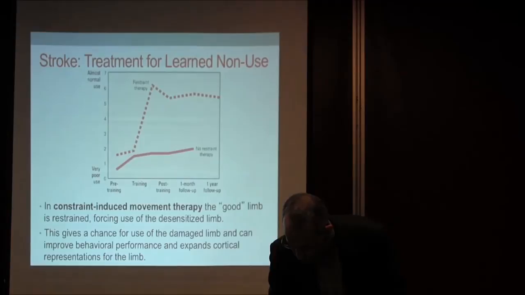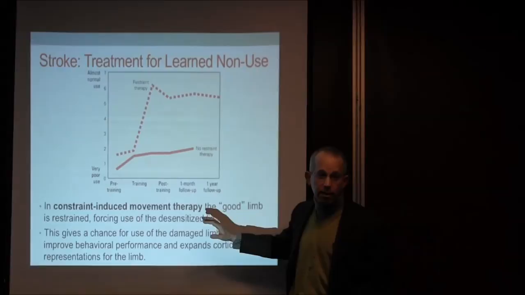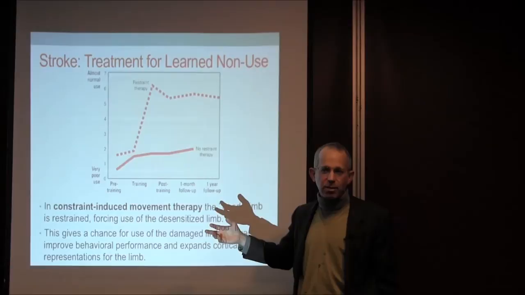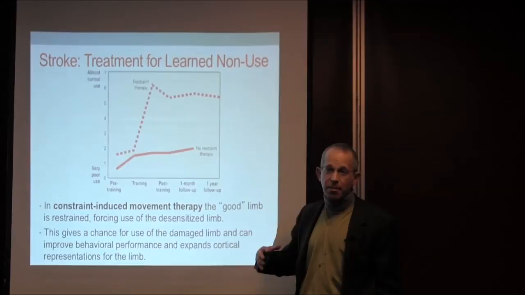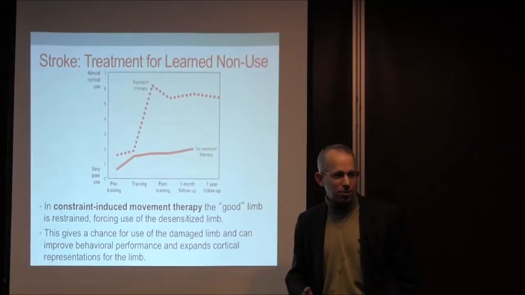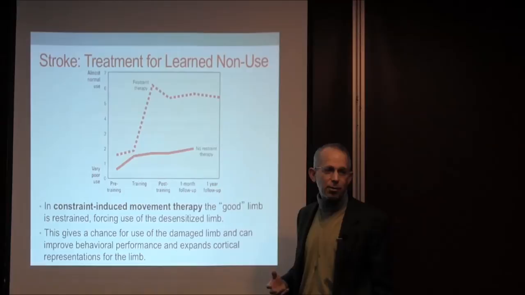So, just to repeat, in constraint-induced movement therapy, the good limb is restrained. So why is the good limb restrained? Otherwise, you'll be inclined to use it. Right, so the idea is really to force you to use it and not rely on the good one. We often see the same thing. Sometimes you get a problem in one leg, so you start favoring the other leg, and then it eventually gets worse and worse, because it's your attempt to adjust and not use the injured thing which causes problems.